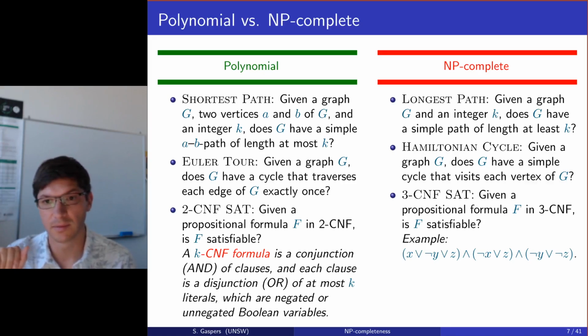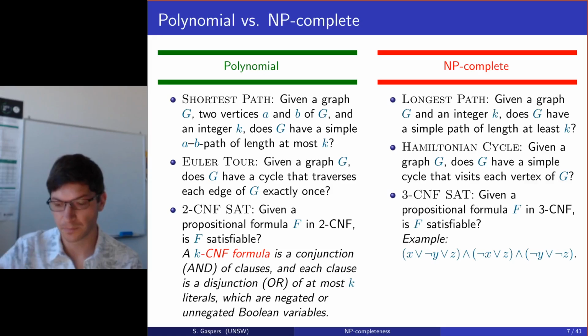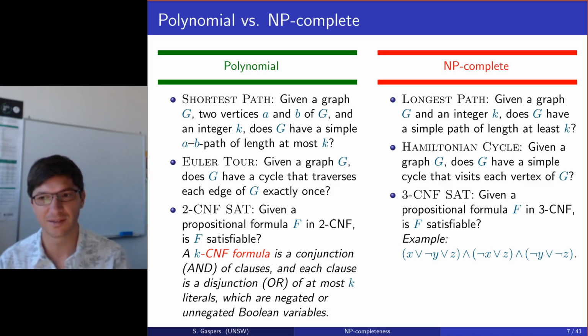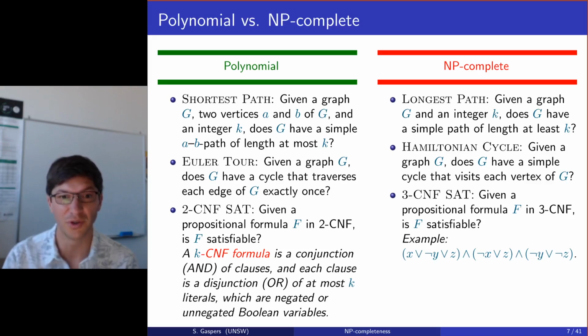Other examples are 2-coloring is polynomial, 3-coloring is NP-complete. So you see that just from looking at the problem statement, it's not really easy to guess whether a problem is polynomial time solvable or NP-complete.